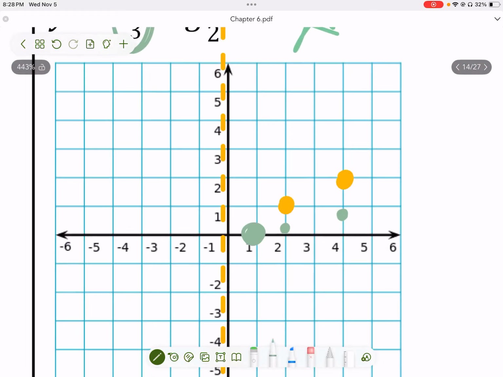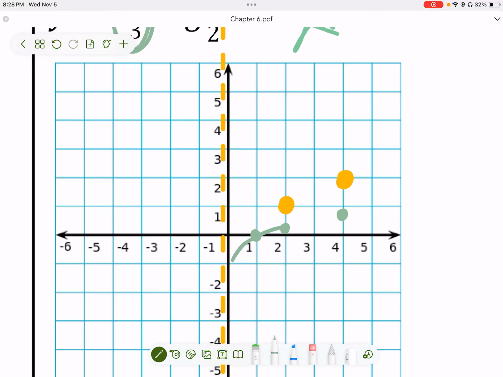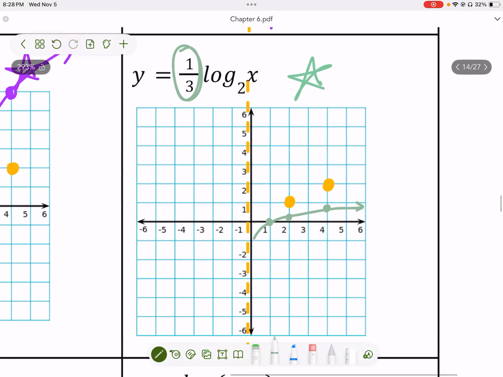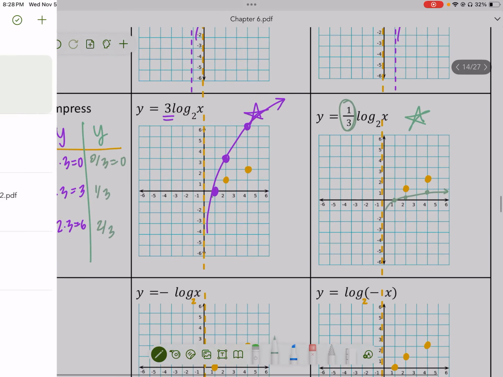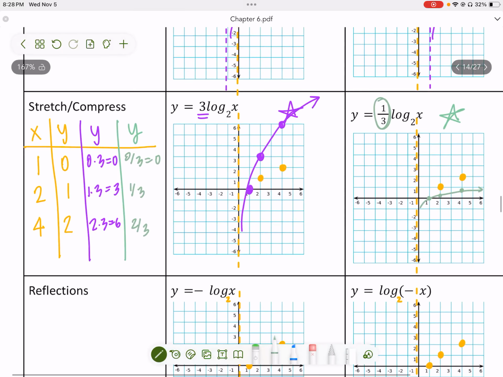So this green one is a little too aggressive. There we go. It's going to compress quite a bit. Scoot back over so you can see the table. So again, the x values have not changed, but the y values have.